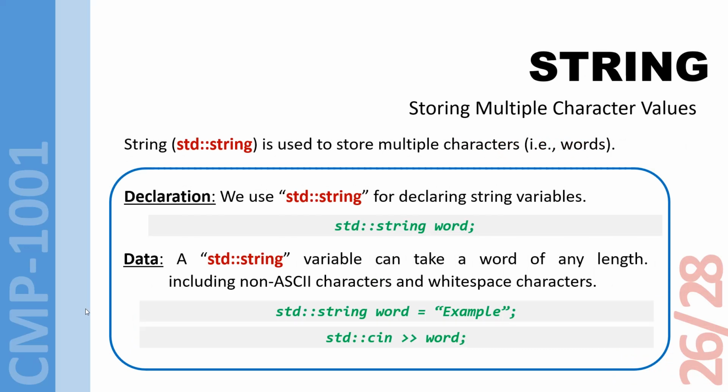The final type of variable is the string. String is basically a big brother of the character. It is used to store multiple character values. For declaration, we use std::string for declaring string variables. And you can again use the cin to get a word from the keyboard. But be careful. The std::cin can only take an input until it finds the first whitespace character. And whitespace characters are blank, tab, and enter. So by using std::cin, you are only limited to getting a single word out of the user, not a sentence.